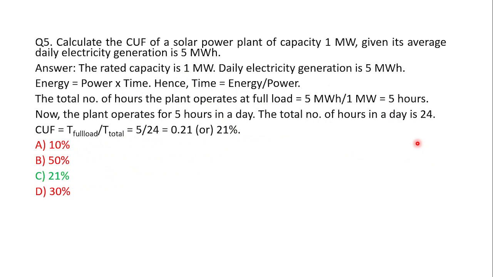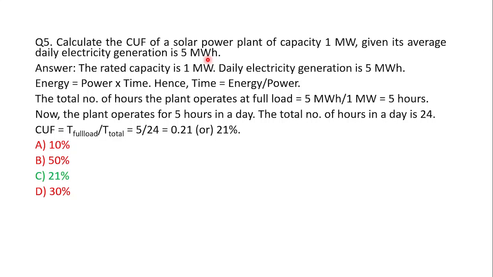Number 5, calculate the CUF, the capacity utilization factor, of a solar plant of capacity 1 megawatt, given its average daily electricity generation is 5 megawatt hour. So it is given that every day it's generating 5 megawatt hour. So this is for the entire year.